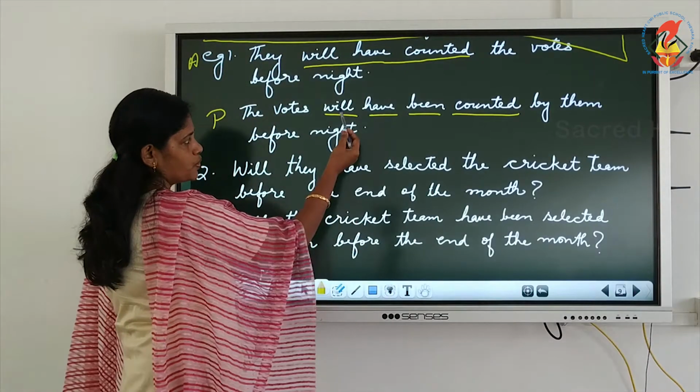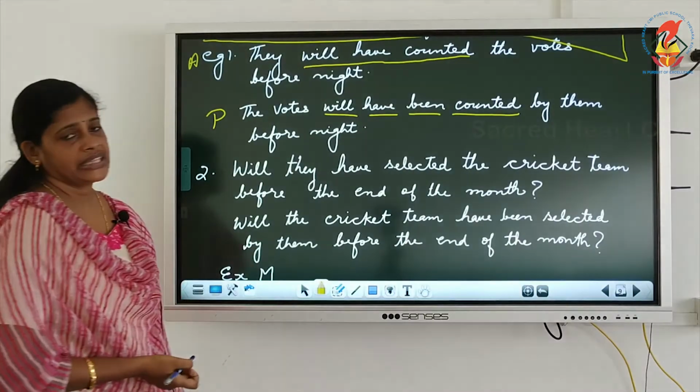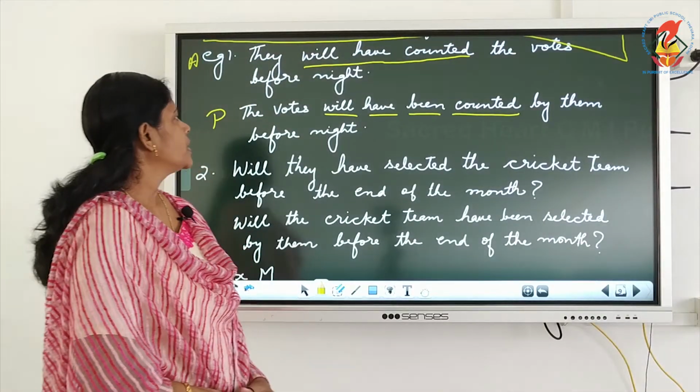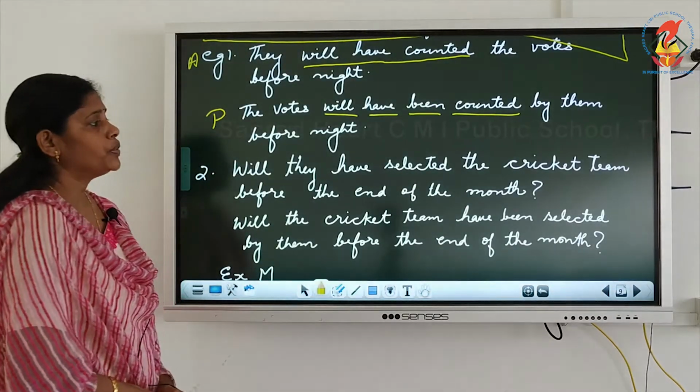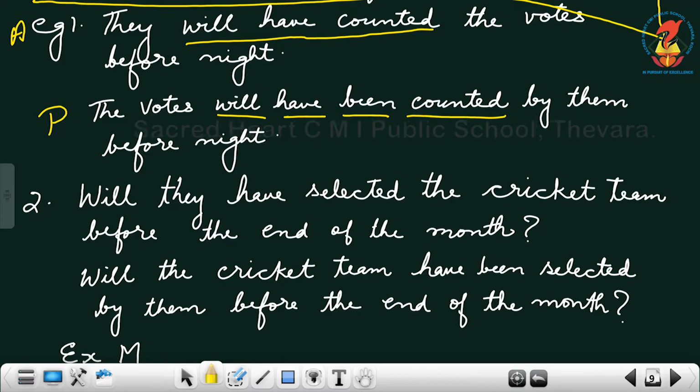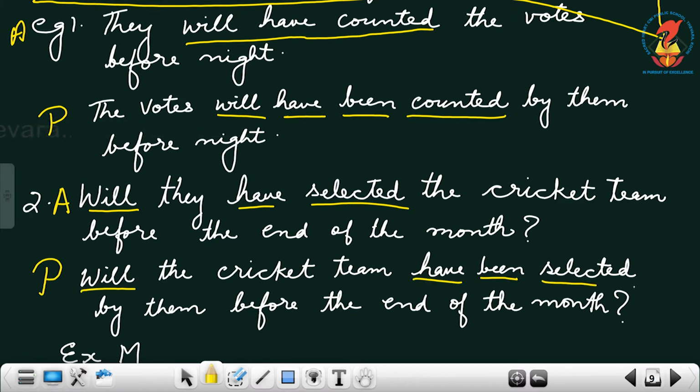So you see, you have used will, you have used have, and the extra word been is there. The votes will have been counted by them before midnight. And how do you do it in an interrogative sentence? If it's an active voice, will they have selected? Will they have selected the cricket team before the end of the month? And the passive voice, will the cricket team have been selected by them before the end of the month?